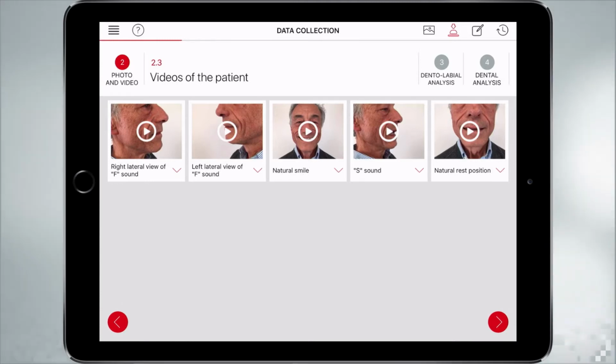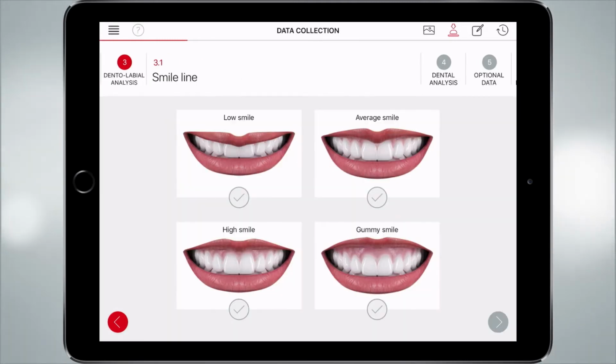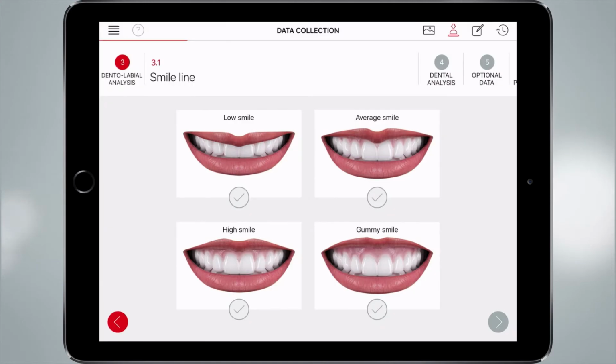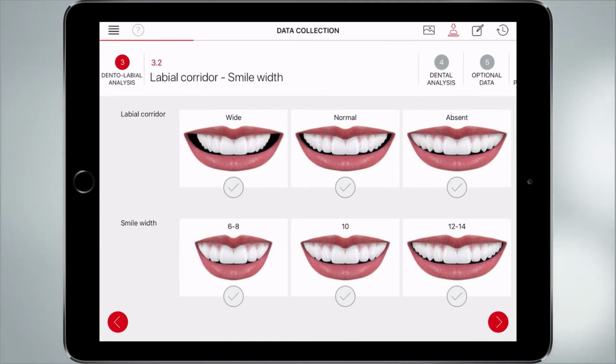Now from 2.3, we go to 3.1, starting with smile line. And according to the picture you see here, we try to check the clinical situation of the patient. We are more than sure that he has a low smile line. No high smile line, no average smile line, no gummy smile line, but really a low smile line. That will be very important later. We will talk again about it. So we go ahead from 3.1 to 3.2, looking at the labial corridor and the smile width.